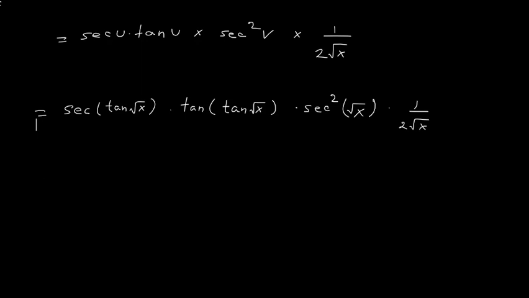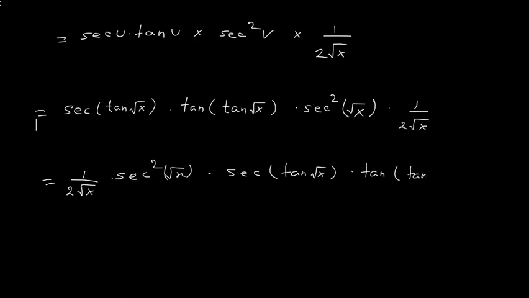So this is 1 upon 2 root x into, now can I combine anything? Nothing I can combine. Sec square root x I will write first, as this is a little simpler term, into sec of tan root x into tan of tan root x. So this is dy upon dx.